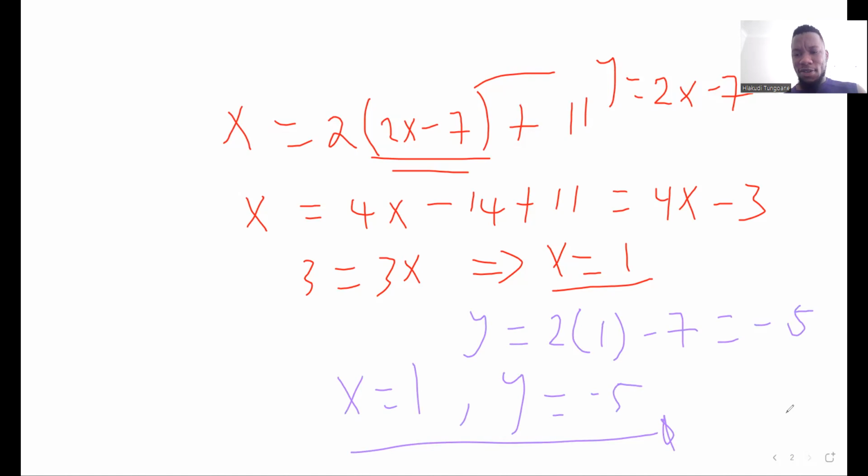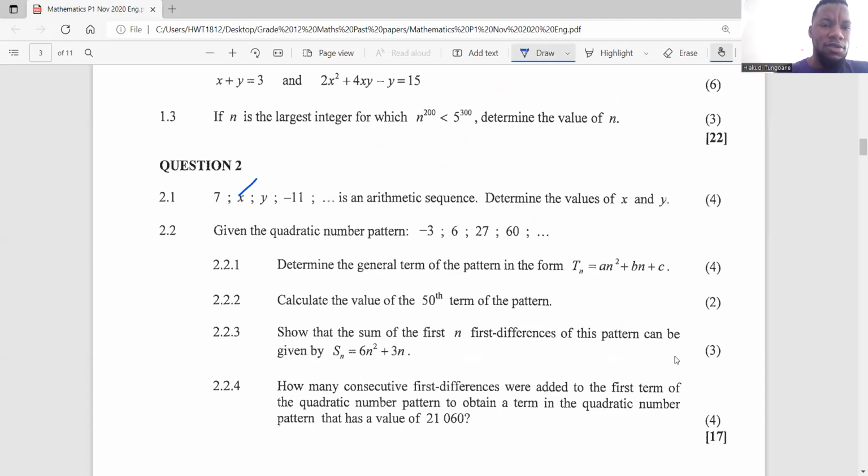Okay, so then we can just go back and write down our solution. That's x equals 1, this equals minus 5. 4 marks, simple as that. Just a combination of simultaneous equations and the characteristics of an arithmetic sequence.